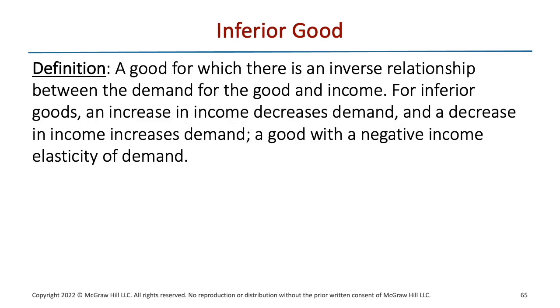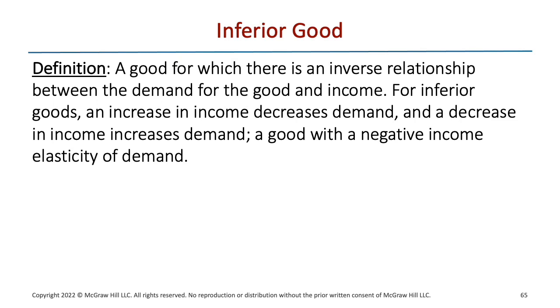Next we have inferior goods, and these are going to have an inverse relationship. So as our income begins to drop, we're going to buy more of this because we're substituting normal goods for these inferior goods. And a classic example of that is ramen noodles, right?